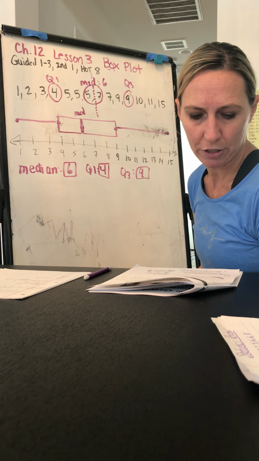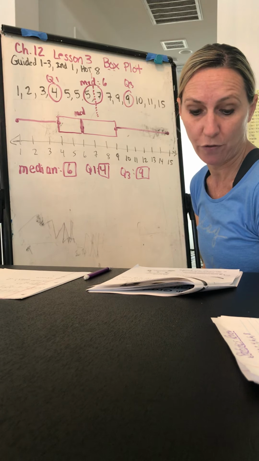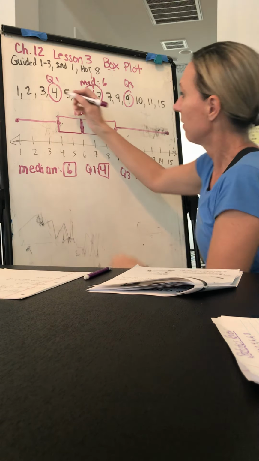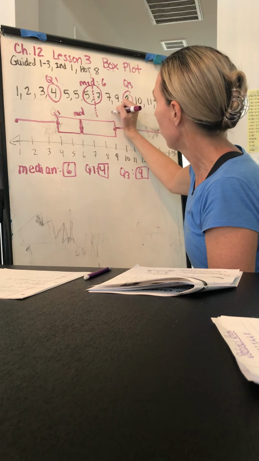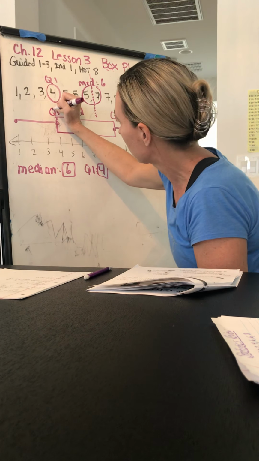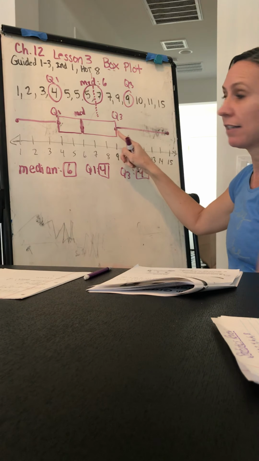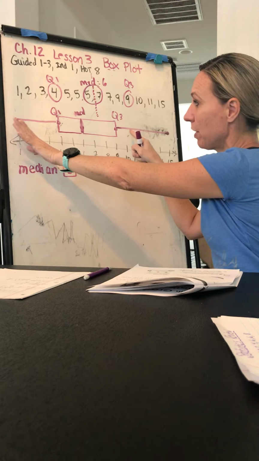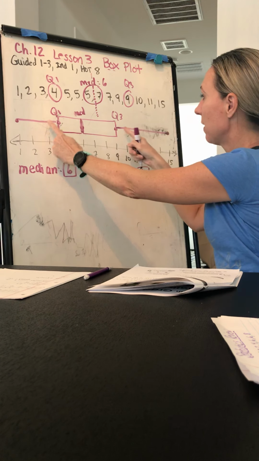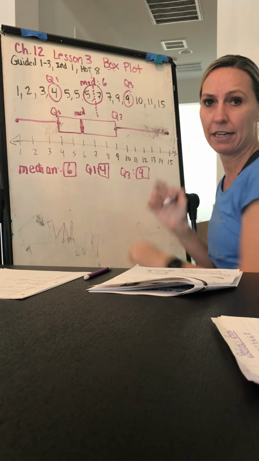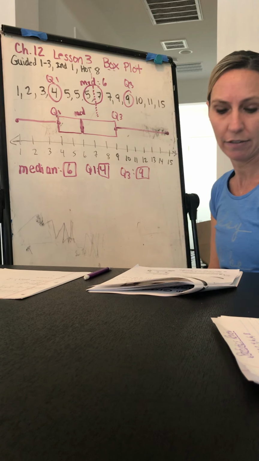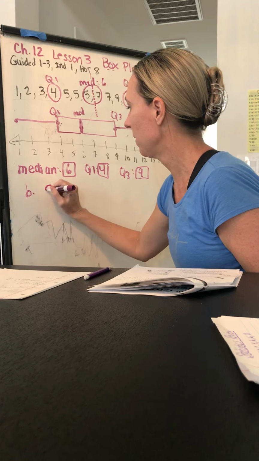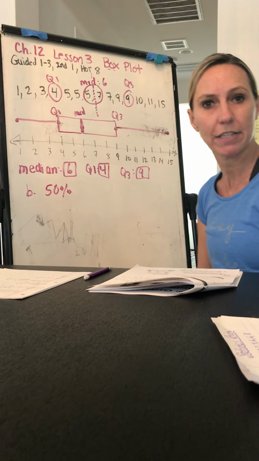Now it says, what percent of the earthquakes were between 4 and 9 kilometers deep? Between 4 and 9, that's quartile 1 and quartile 3. That's your box. What your box represents is the middle 50% of your data. Not the first 25, not the upper 25. The middle 50% of your data is between 4 and 9. So for B, it would be the middle 50% of the data.